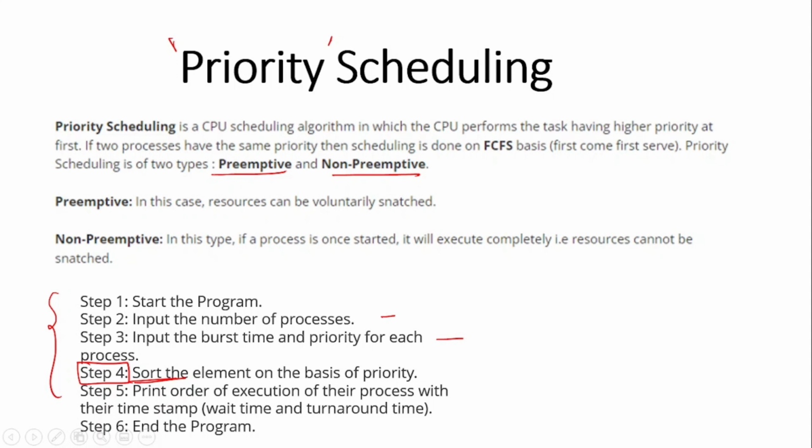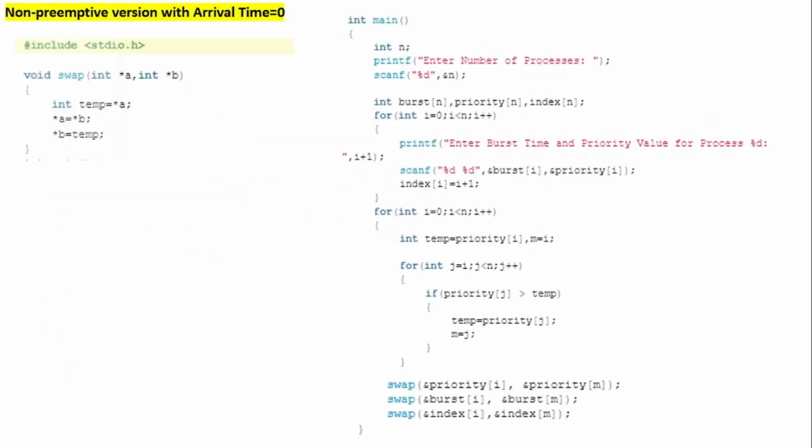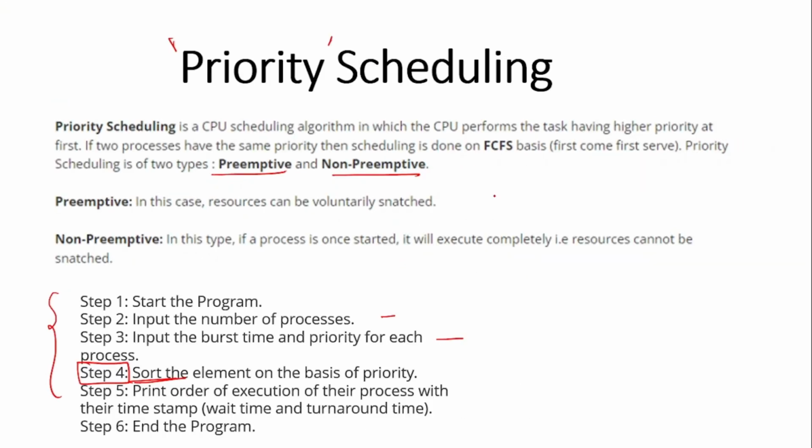This is the same way that we did under shortest job first. Under shortest job first also we sorted the processes based on their burst time. In the same way, under the priority scheduling algorithm, we'll be sorting the processes on the basis of the priority given to them, and then based on that we'll be printing the order of their execution with the timestamp. So let's first see an example related to priority scheduling.